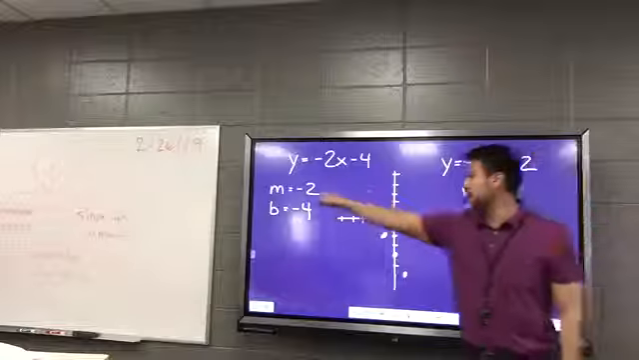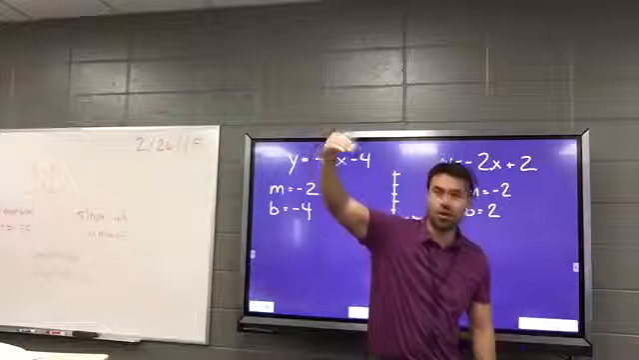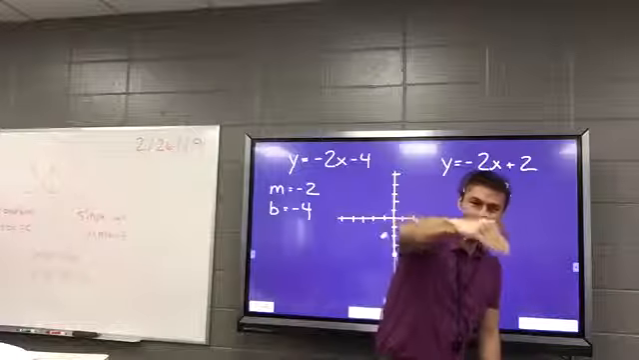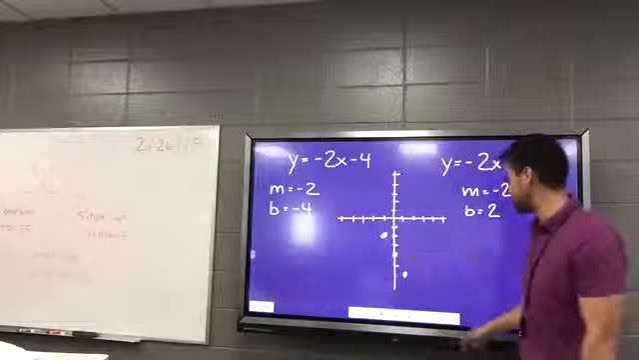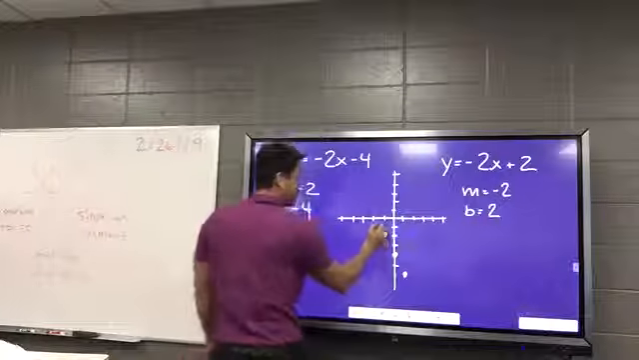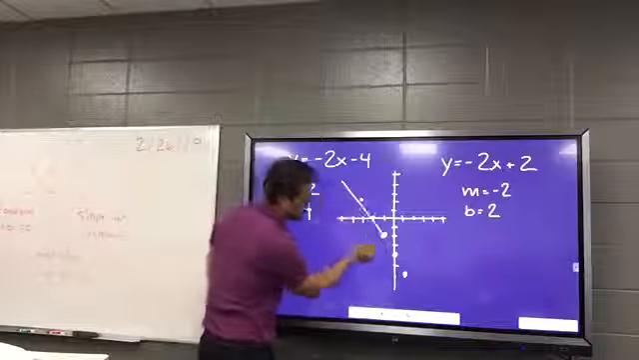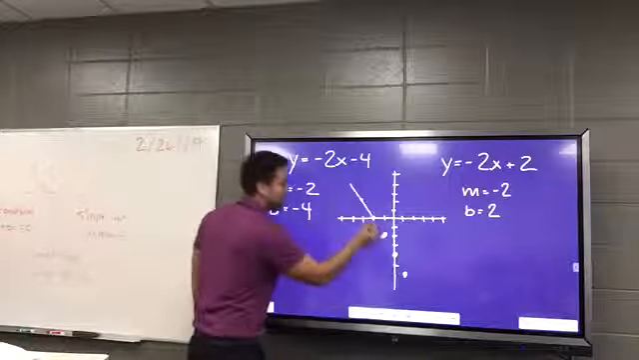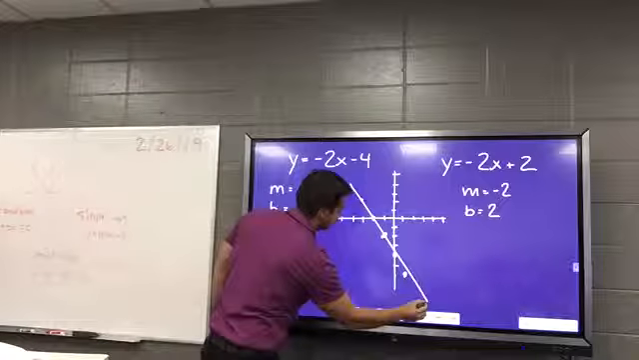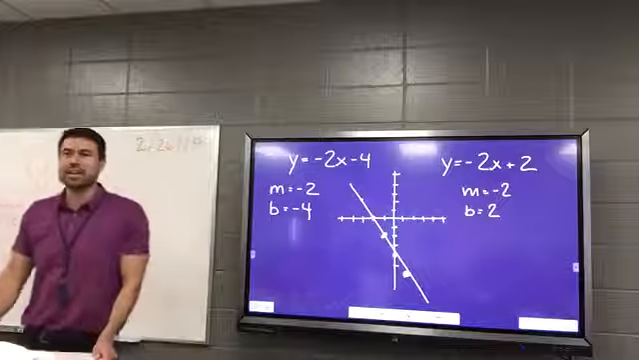What's the slope of this line? -2. What do negative slopes tend to do or always do? They go down from left to right. And this one's going to go down from left to right, so I need to do that. Up 2 over 1, up 2 over 1. All right, I'm going to connect my line. Oh, perfect. Okay.